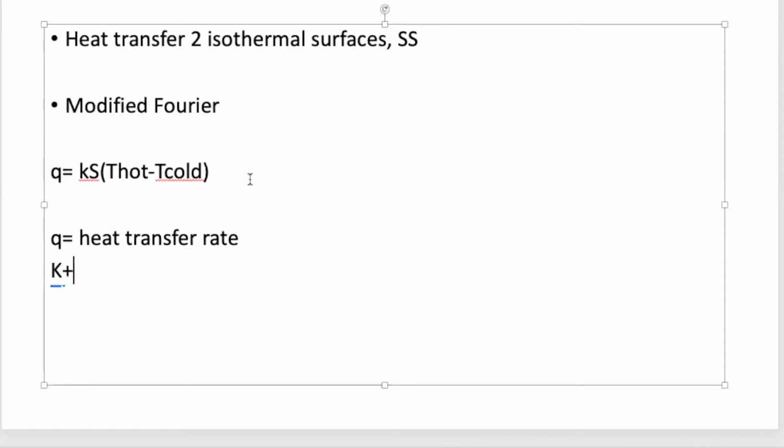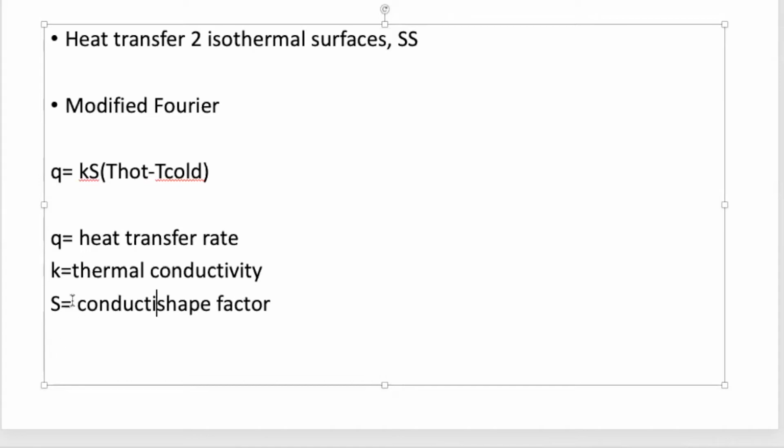K is the thermal conductivity that we get from tables, as always. S is the shape factor and depends on the geometry. Shape factor, conduction shape factor. And it's a small s, okay? Because later in this course, when we analyze unsteady conduction, we will have a big S, okay? So this conduction factor is a small s.